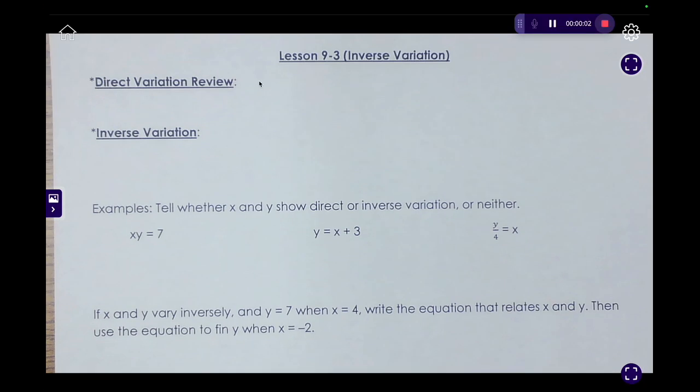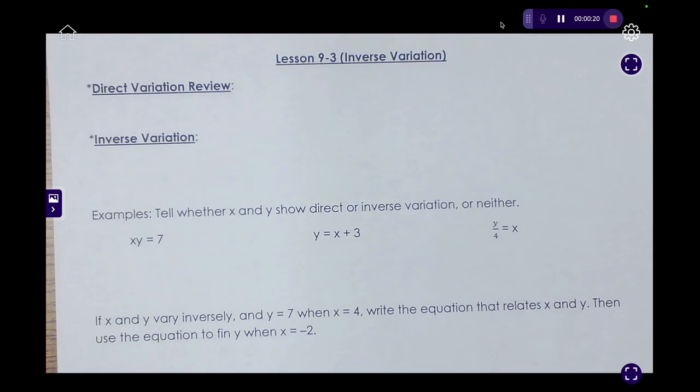All right, so now we're going to be looking at direct and inverse variation. So a little bit about the direct variation. Direct variation is something that we have covered in Algebra 1. So we're going to just review it a little bit, and then we're going to move on and look at some inverse variation as well.